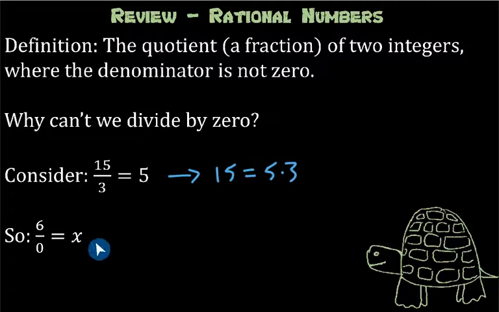Now, extending what we just said to here, where we're dividing by 0, that means that if we multiplied both sides by 0, we would have 6 is equal to x times 0. And that should be a problem, as you see. What could we possibly multiply by 0 and get 6? There is no such thing. That's why when we divide by 0, we have an undefined value. There is no such value.